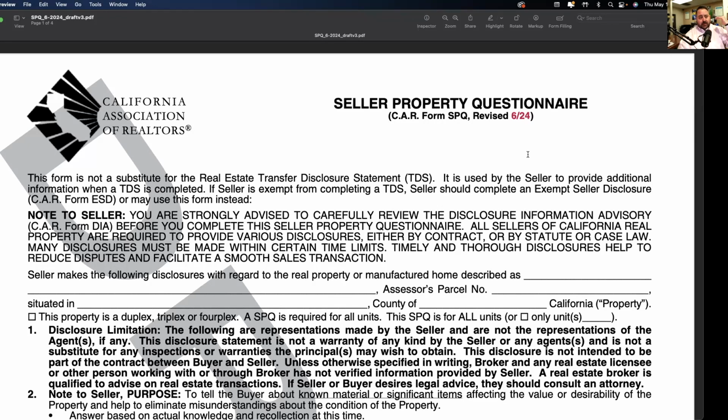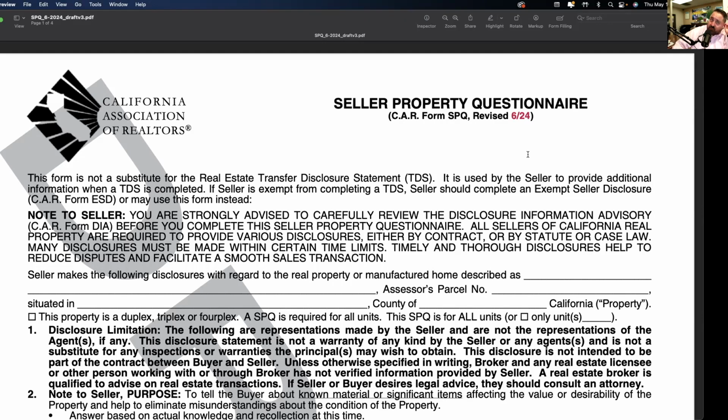Now, the only transactions that are not required to provide a transfer disclosure statement are REOs, trust sales where the successor trustee is selling the property and did not live in the property, or probates. That's it. Those are the only three. Everybody else, I don't care if you bought it yesterday and you're selling it tomorrow, you're in that 18-month window. You have to provide a TDS and an SPQ. You don't get to use the ESD.